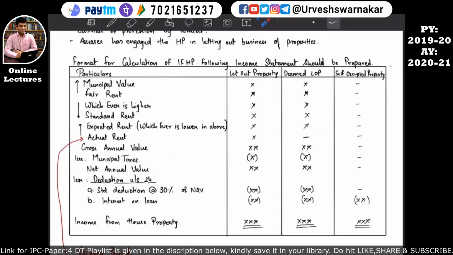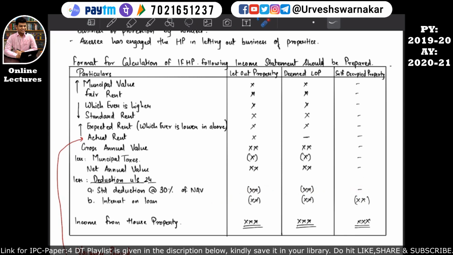So let's come to our note. Here we will feed this detail. By now you all have understood this is a self-occupied property. That means the NAV will be 0, because since the assessee is self-occupying the house property, the NAV will be 0. He is not incurring any income from such self-occupied house property. But there is still a deduction available. The deduction is available under section 24 subsection A, standard deduction at the rate of 30% of NAV. Since the NAV is 0, subsection A will also be 0. That means under section 24 subsection A, standard deduction at the rate of 30% of NAV will be 0.